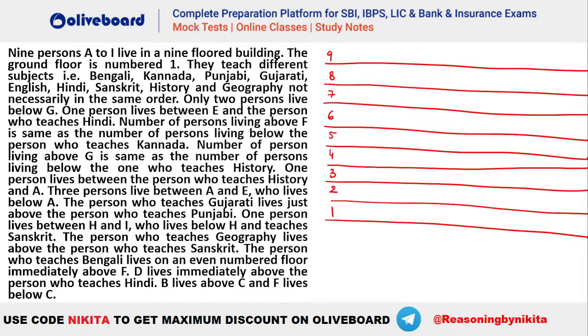Chalo, let's try it out. I hope everybody has gone through this particular question. Okay, so you can see 9 persons are living in a particular building where we have 9 different floors. Okay, 9 floors are there. The ground floor is one, and they teach different subjects here which are given. Okay, only 2 persons live below G. So this is a fixed information that G has to be on floor number 3 because there are only 2 other persons living below him.